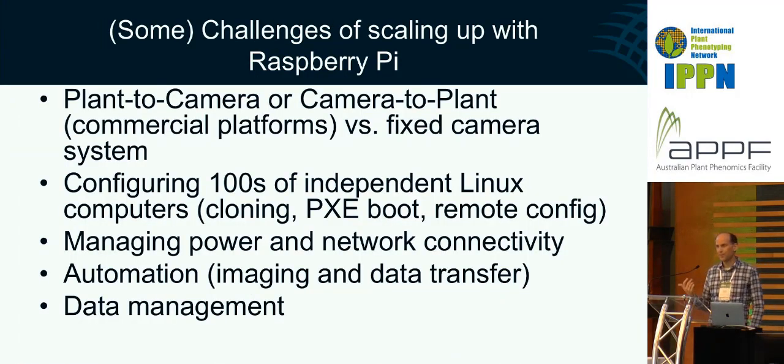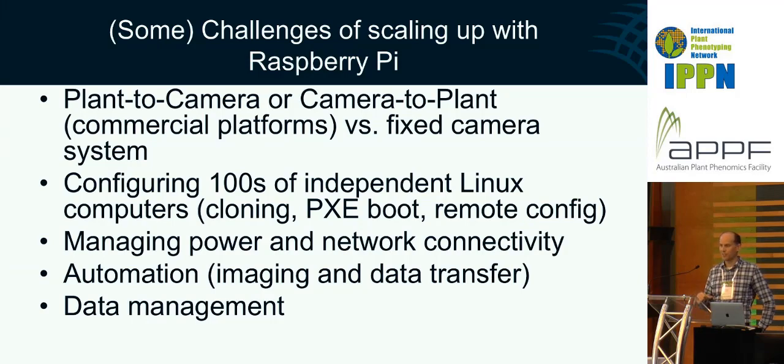So when you have a commercial system with a plant-to-camera or camera-to-plant type setup, you have that key component, which is the automation built in. So you can have more expensive sensors because you can either move the plants to the sensors or move the sensors around. You could do that yourself too, but in our case, we figure that the Raspberry Pi camera systems are low enough cost that we can just have one camera for every unit we want to image, which in our case is a tray.